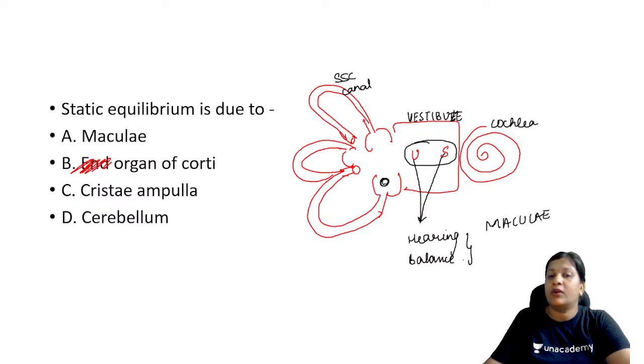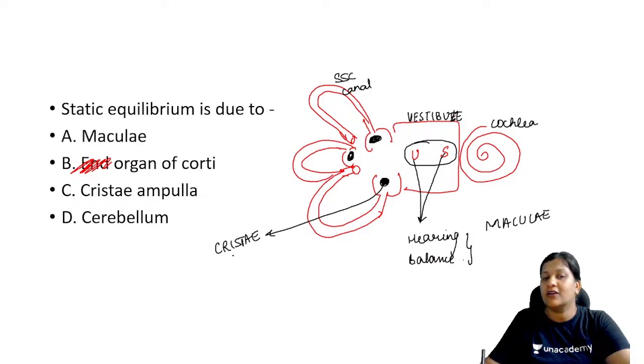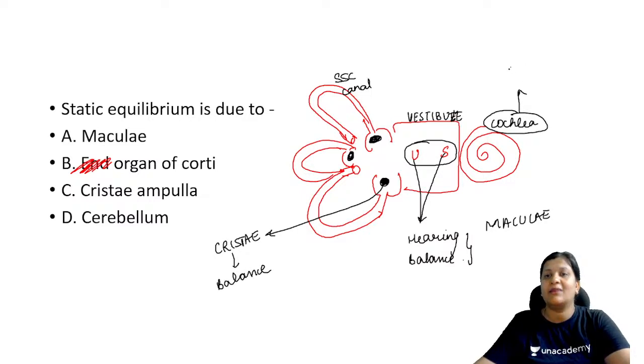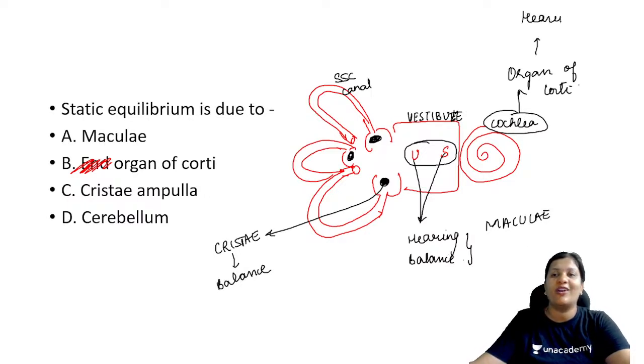Similarly, in the ampullated or the dilated end of the semicircular canal, there is a sensory neuroepithelium. This sensory neuroepithelium in the ampullated end of the semicircular canal is called crista. And the function of crista is only balance. It has nothing to do with hearing. Similarly, in the cochlea, there is a sensory neuroepithelium. This is called organ of Corti. This organ of Corti is responsible only for hearing.